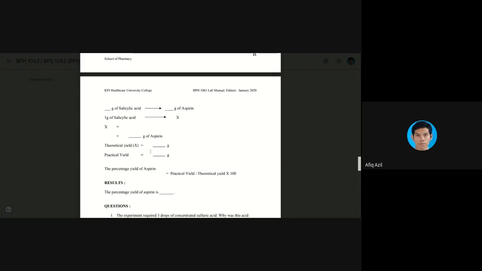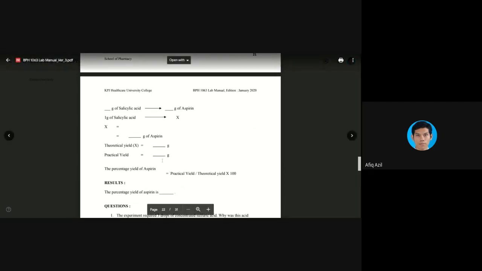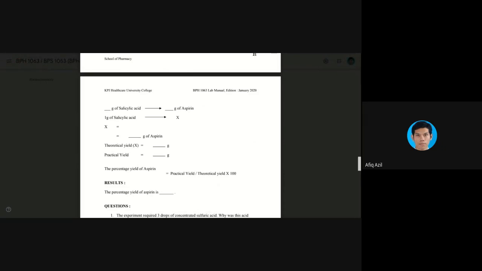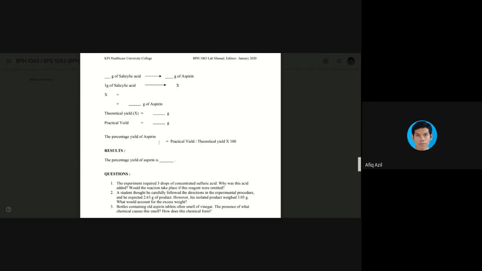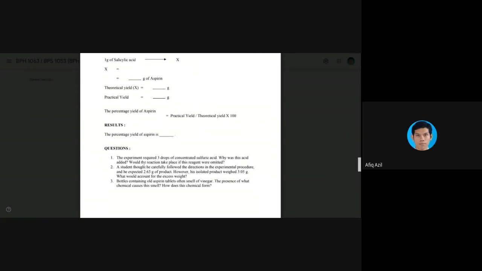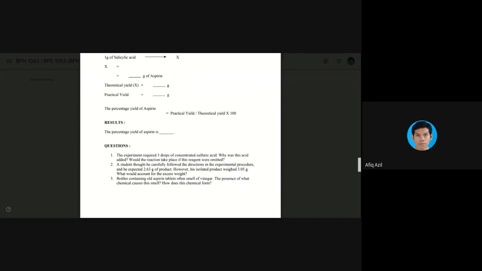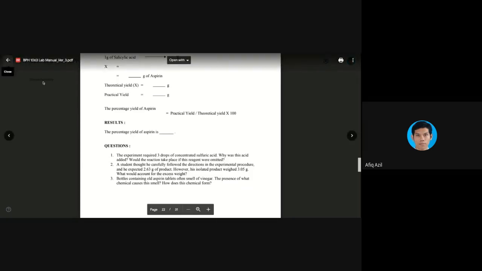And what is your practical yield? Practical yield is the final weight of the product. Okay, the weight of the aspirin after you have done the recrystallization. Okay, so the percentage yield will be calculated as practical yield over theoretical yield times 100. Okay, and this is the result. It will be written as the percentage, maybe 70%, 80%, or 50%. So that is the yield of product, or yield of aspirin.